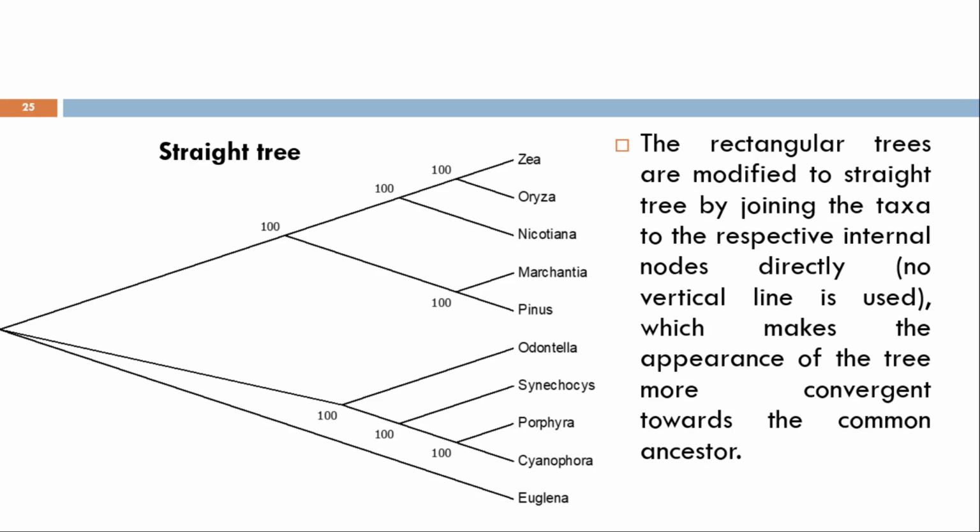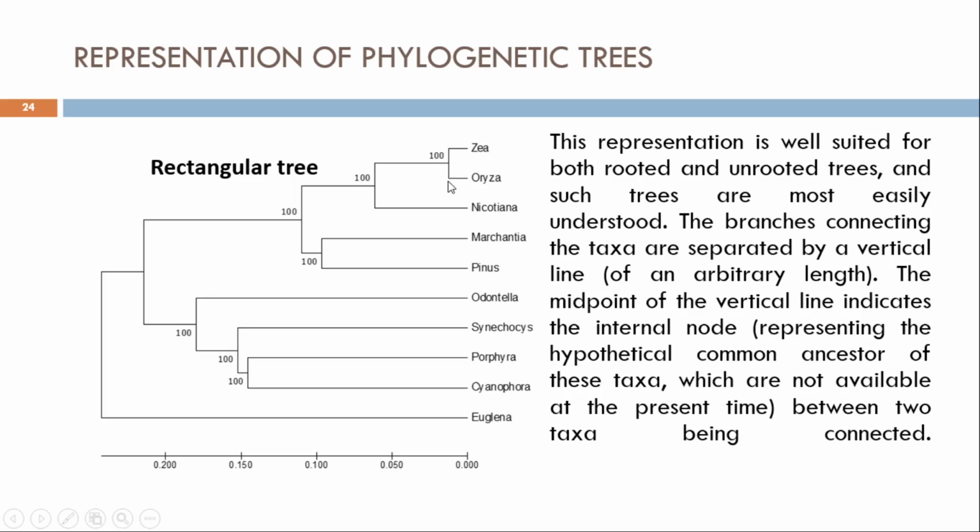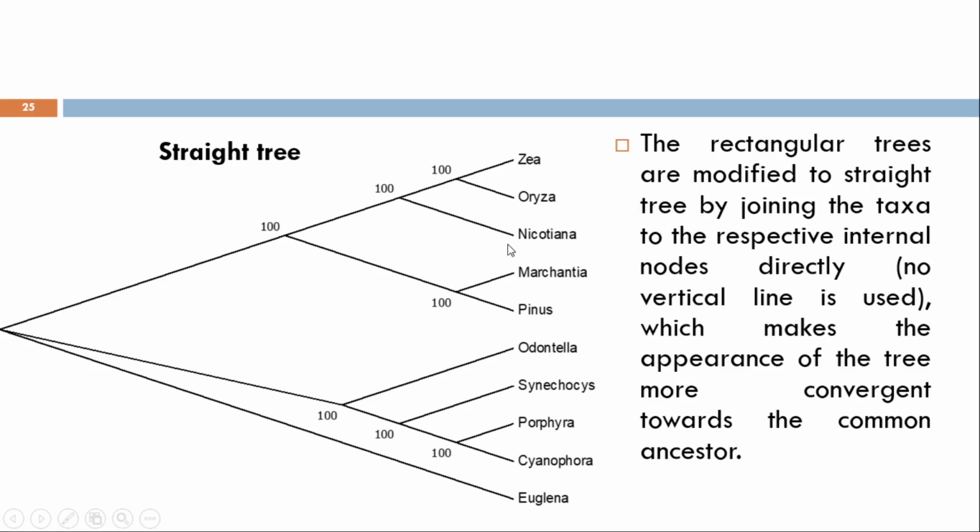You can easily find out that here the vertical line, whatever we have put in the rectangular tree, is absent, right? So the rectangular tree is modified to a straight tree by joining the taxa to the respective internal node directly. There is no vertical line used, which makes the appearance of the tree more convergent towards the common system.